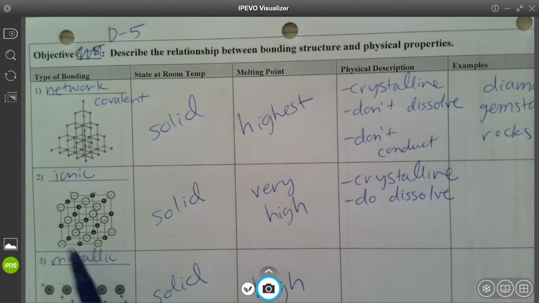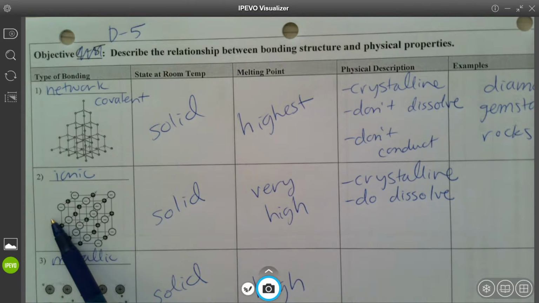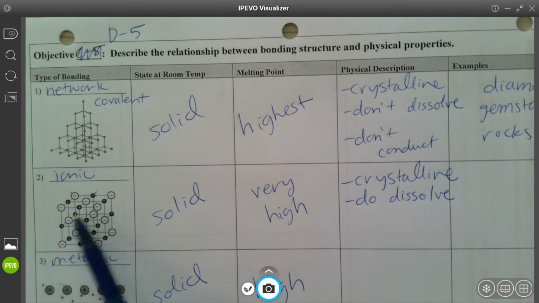The reason these dissolve is because they have positive and negative ions, and water is polar. What does it mean when we say water is polar? Someone who's in AP Bio? Why is water polar? Yes, Hannah, positive and negative regions. Exactly. Water molecules have a positive end and a negative end.